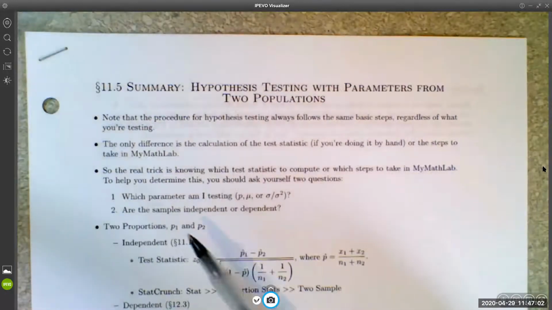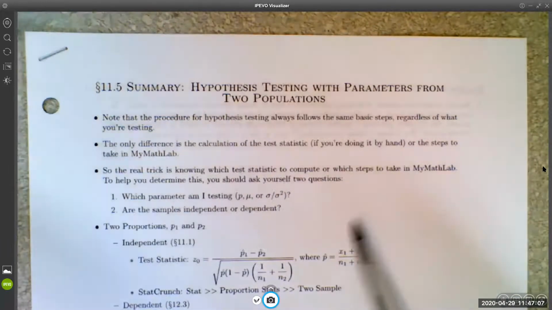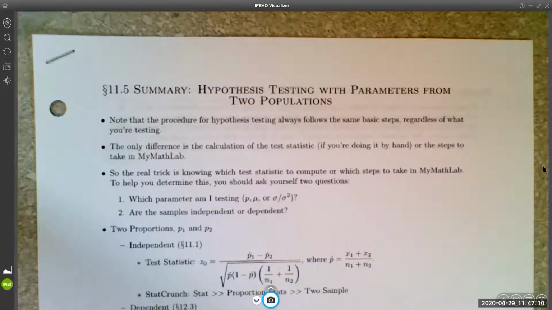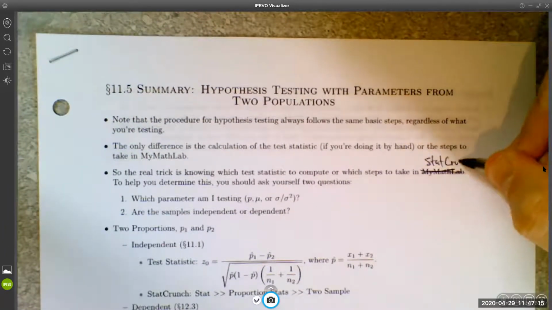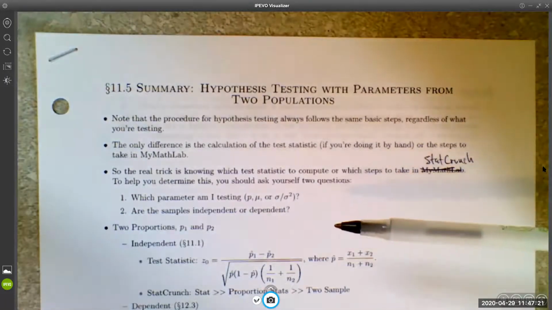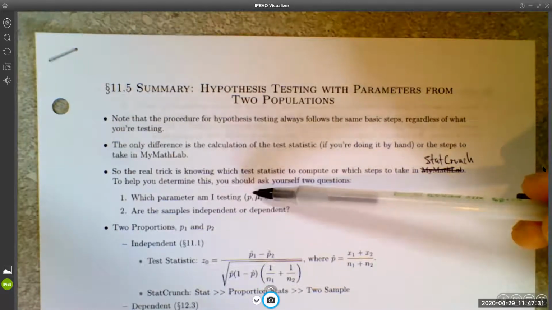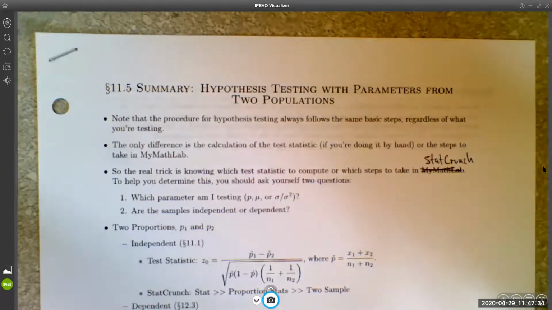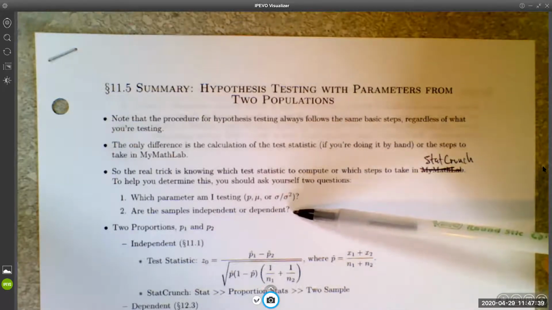So the real trick to knowing which test statistic and which p-value to compute, which StatCrunch procedures to follow, is to be able to answer 2 questions. What you need to be able to do in order to know which is the correct test to run is answer these 2 questions. First of all, which parameter am I testing? Am I testing proportions, means, or standard deviations? And then the second question is, are the samples independent or dependent?